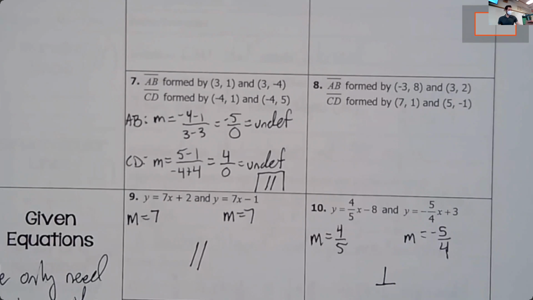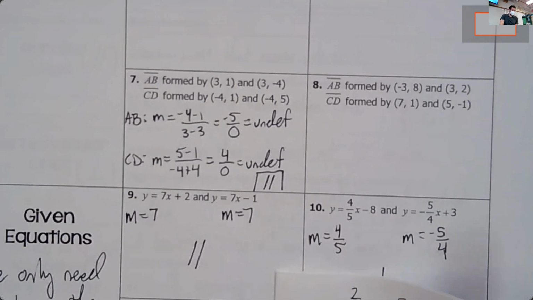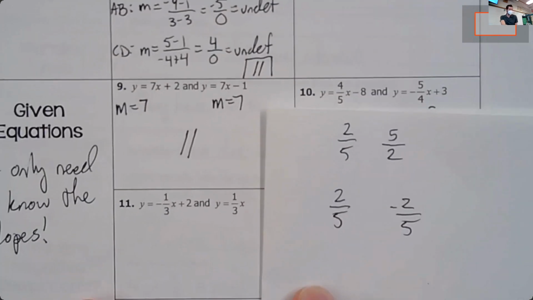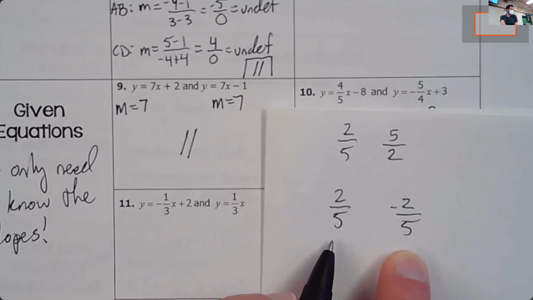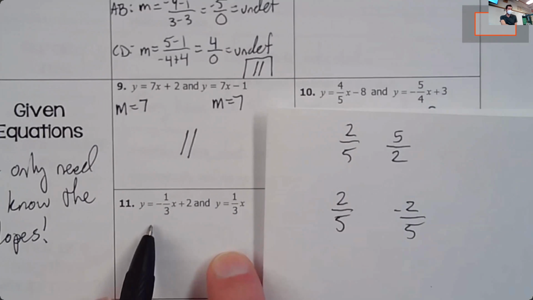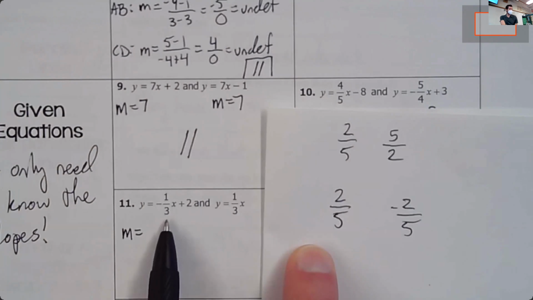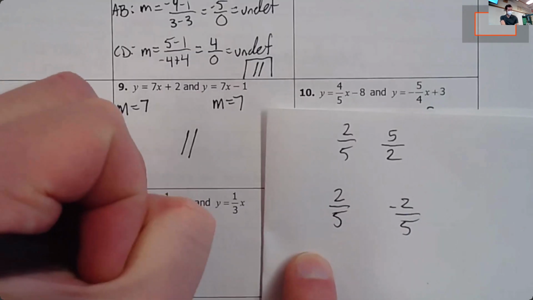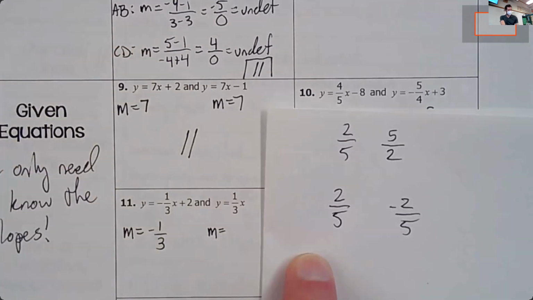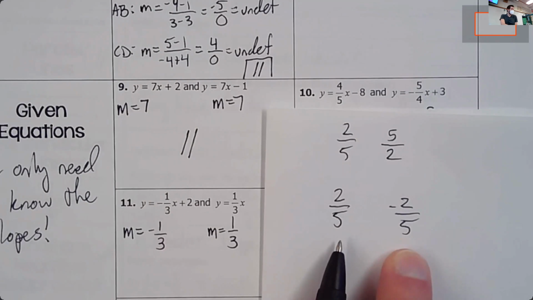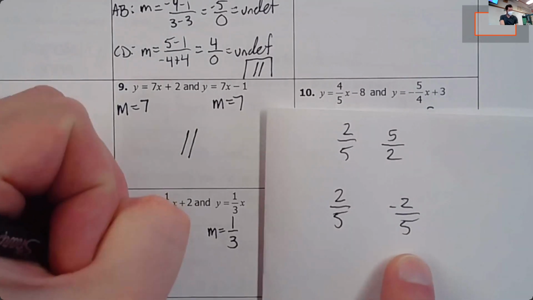Number 11. Ooh, let's look at that one. So this is what I was just mentioning a few minutes ago. Take a look. Just a minute ago, I said, if you have something like 2/5 and -2/5, this doesn't work for parallel or perpendicular. Look at our slopes here on number 11. What's the slope of the first line on number 11? Right here, what's the slope? -1/3. What's the slope of the second one? +1/3. Now I just said a moment ago that if it's something like this, it's not going to work for parallel or perpendicular. So we have to say neither for this one.